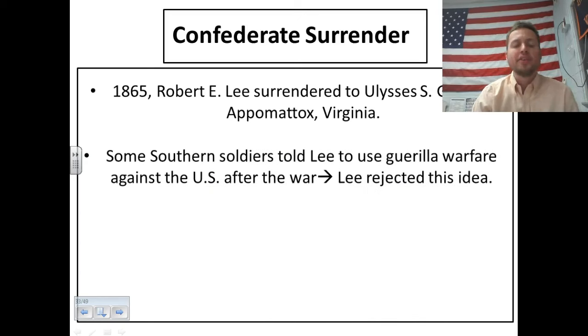Some Southern soldiers told Lee to use guerrilla warfare against the United States after the war. Lee rejected this idea. Robert E. Lee thought it was a terrible idea. It would rip the country apart. They wanted to hide out in the mountains and shoot as many Union soldiers as they could for as long as they could. Lee rejected this idea. Lee said, no way.